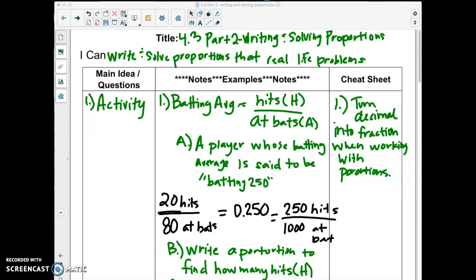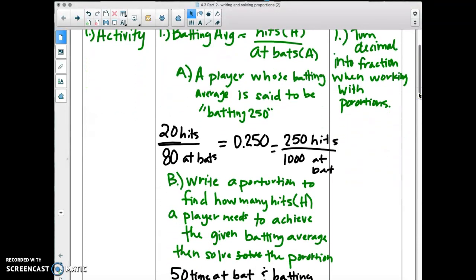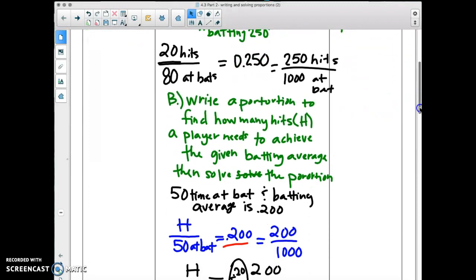Do you guys remember those? This was a few weeks ago. So we saw the batting average and we figured out that it's hits over at bats, and we worked with proportions that way. This lesson is basically giving you context for when you're actually going to solve proportions and telling you that you are going to use these. So this is just kind of a fun example that we did.